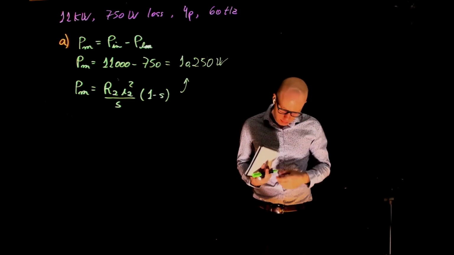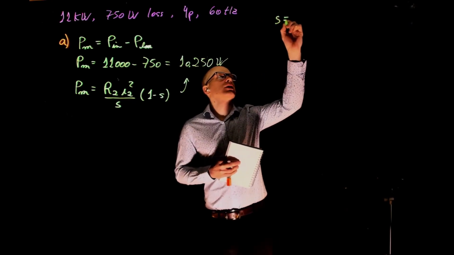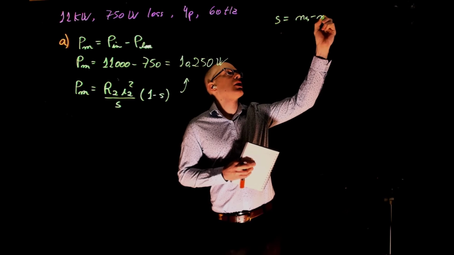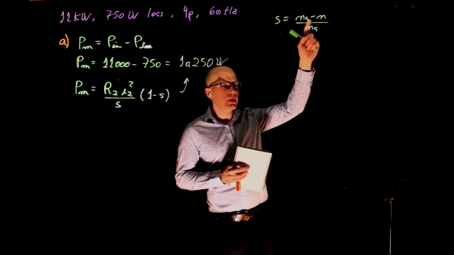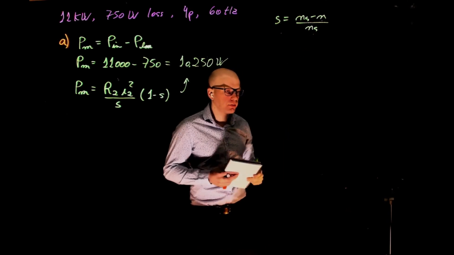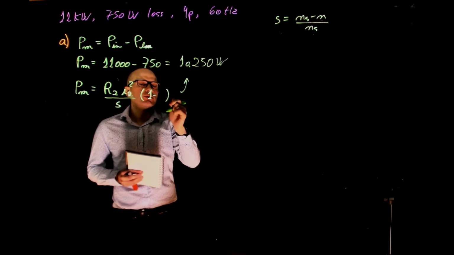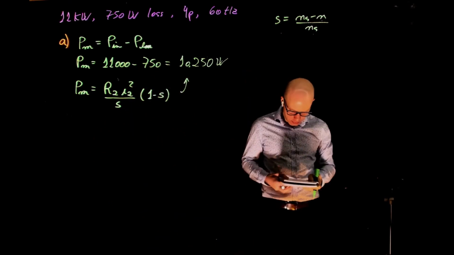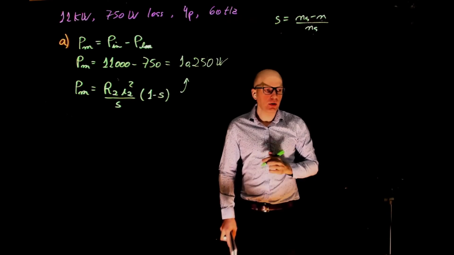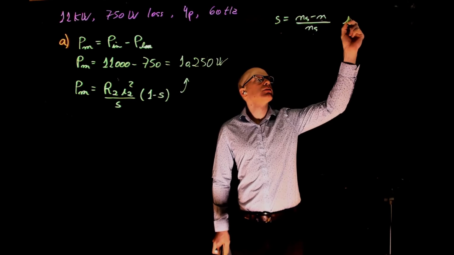Second question is, yes, go ahead. Is S a constant value, or is it given to us? What is S? S is NS minus N divided by NS. This is the slip factor. Synchronous speed, rotor speed, synchronous speed. So let's calculate that now that you asked. What is the factor S? This is the slip factor, again from lecture 16.